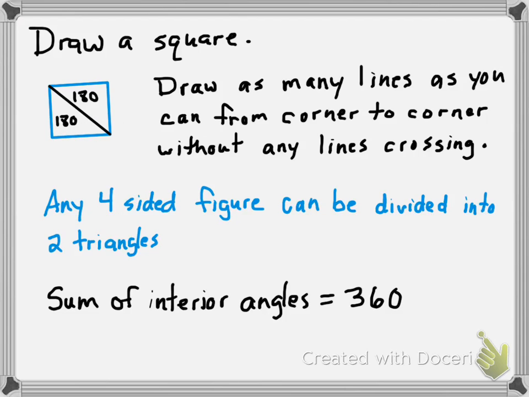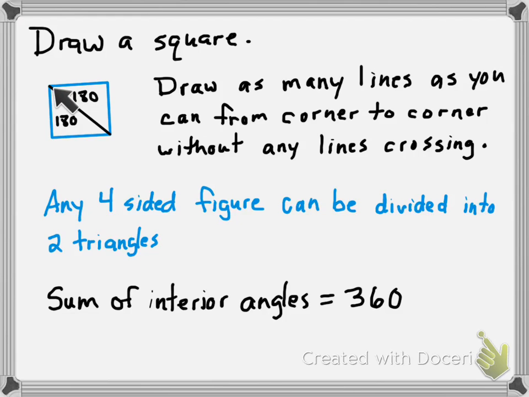Now, let me go back to my directions here. This is why we couldn't cross any lines. Because if we crossed lines, then you created angles that were not on your original shape. See, every angle in these two triangles is on my square. Right? If I drew a line across here and these crossed, then there would be angles in here that weren't touching my square. So I don't need any angles that aren't touching my square. That's why the lines can't cross.